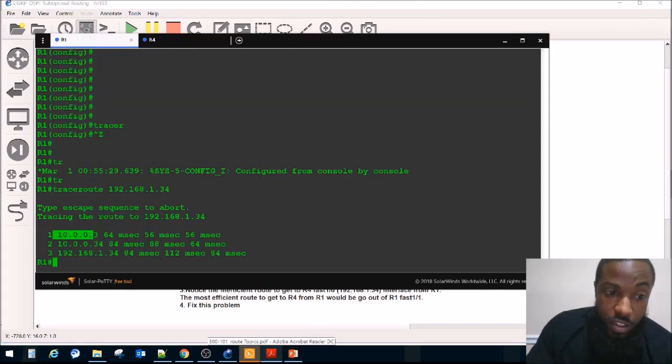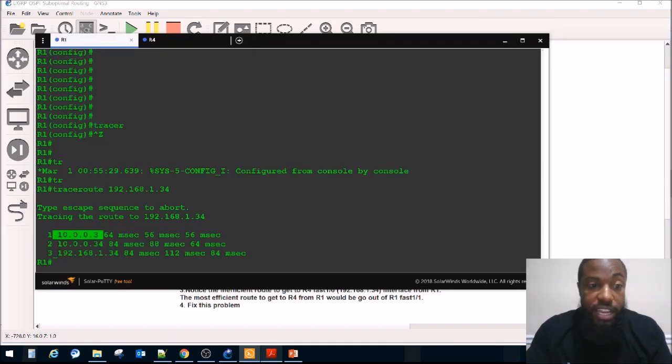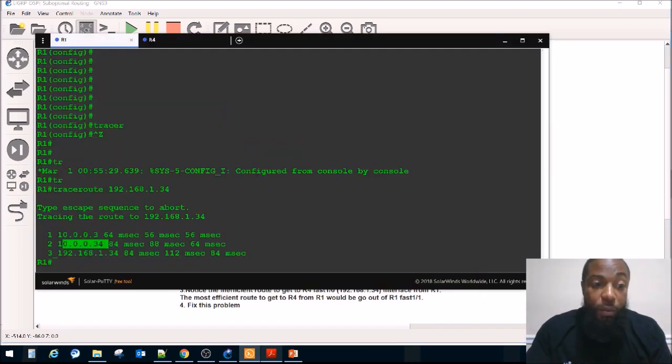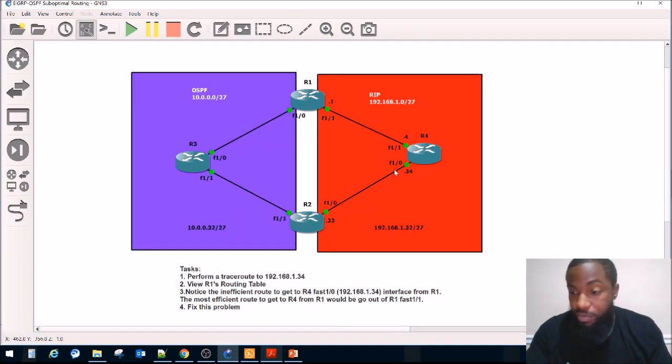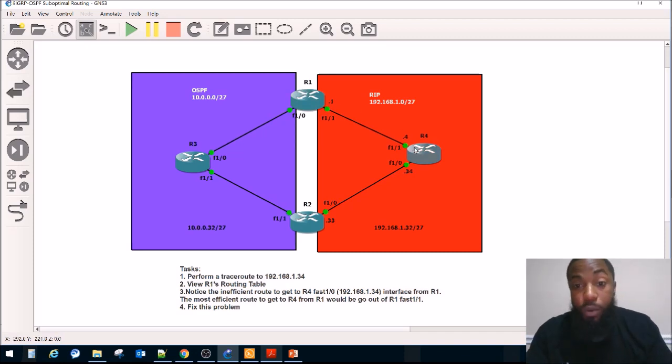But no, we took the 10.0.0.3, which is located, I believe, right here. That's our first hop. Then we went to the 10.0.0.34, which is, I believe, right over here. I should have labeled these. So we went from here to here. We went from here to there. That's the second hop. And then we went to 1.34 and made it to there. That's obviously a suboptimal route. We could have just went that way, right?